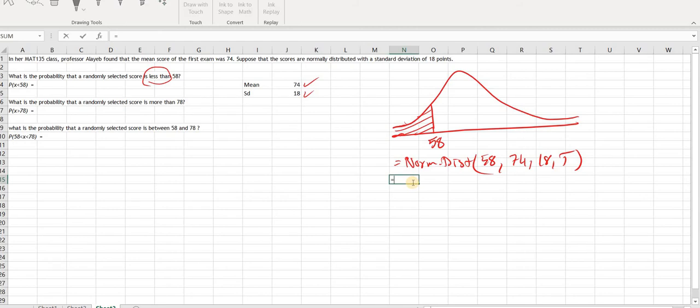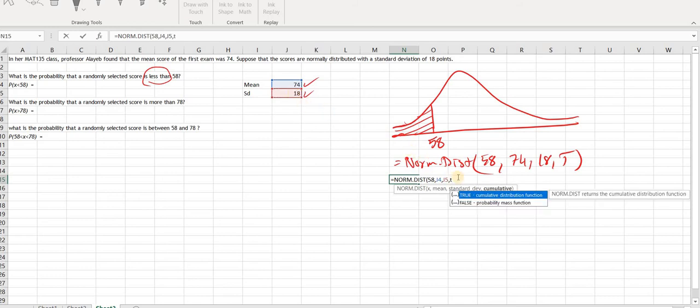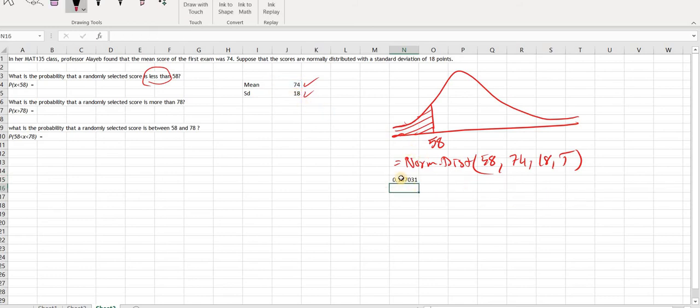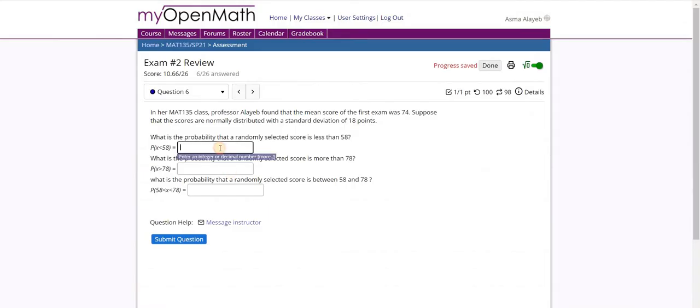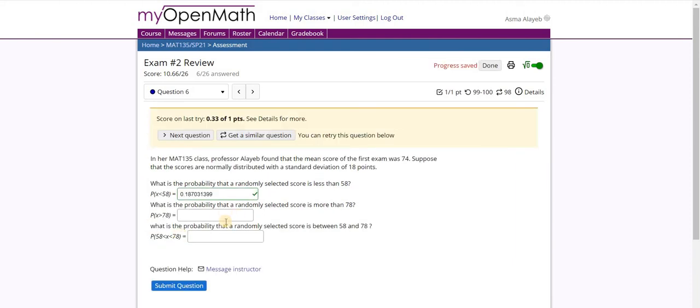I'm going to compute it right here. Norm dot distribution of 58, comma the mean 74, comma the standard deviation. Let me actually click on the cells. That's better. Standard deviation, comma true. So that is the answer. And I don't think I need to report it as a decimal because it's a probability. So I'm just going to copy and paste.